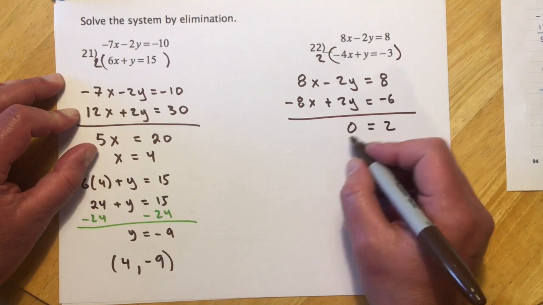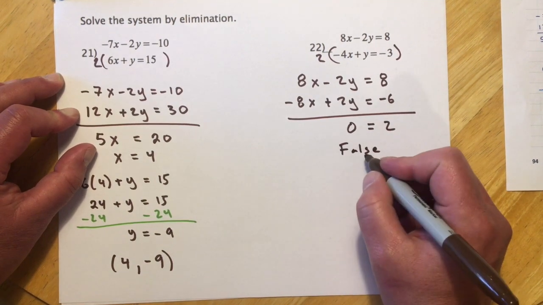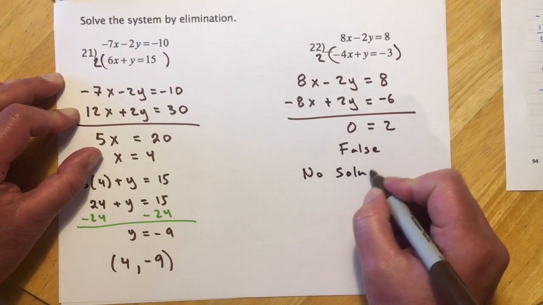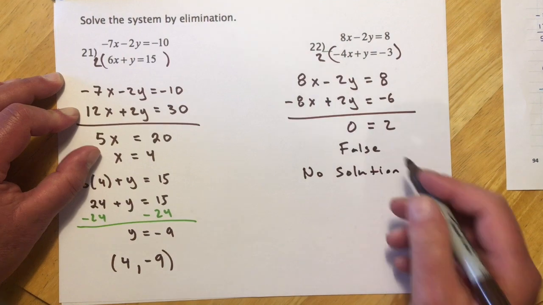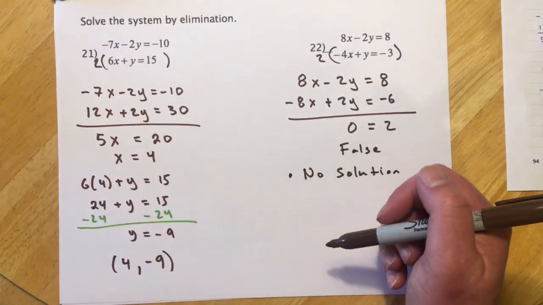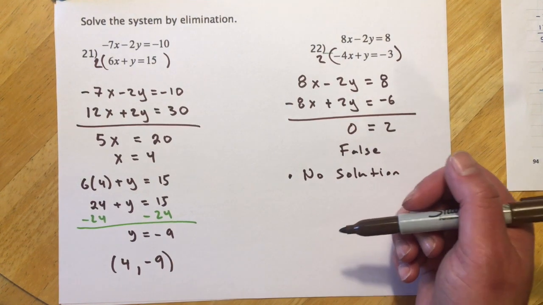So this is one of our two special cases. This came out false. And so when it's false like that, that means it's a no solution. And there's lots of ways of saying no solution. You could also say inconsistent or lines parallel. Those are all correct answers.